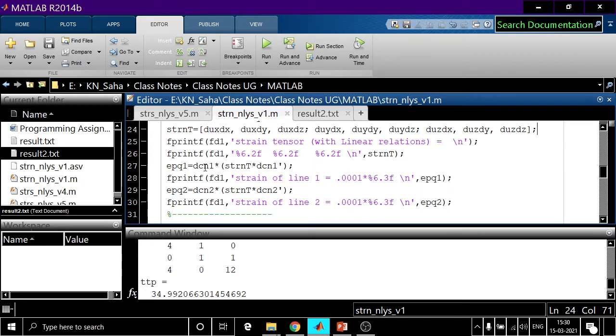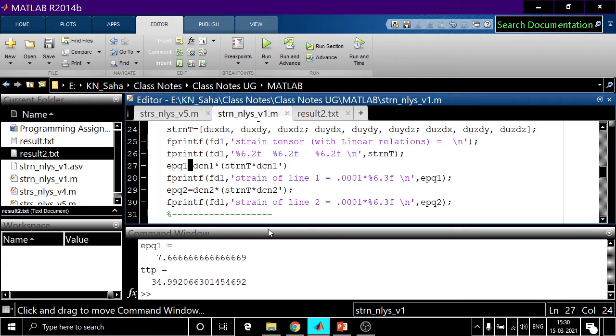And what is our epsilon pq for line 1? This direction cosine vector is 1 by 3, this tensor is 3 by 3, and the inverse of the direction cosine vector is 3 by 1. The result is 1 by 3 times 3 by 3 times 3 by 1, so we get this epsilon pq value. Let us check by running this program. So this is the epsilon pq value, this is what we will get. That part is done.